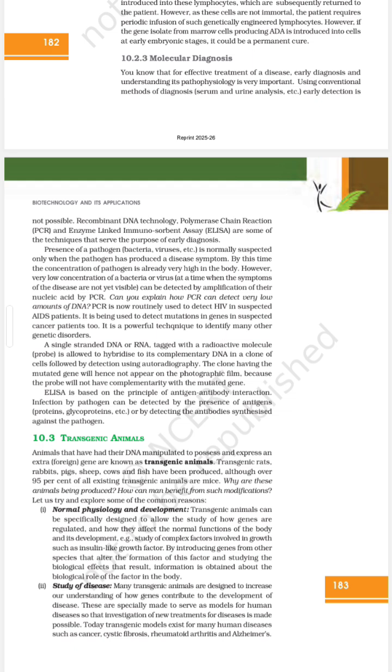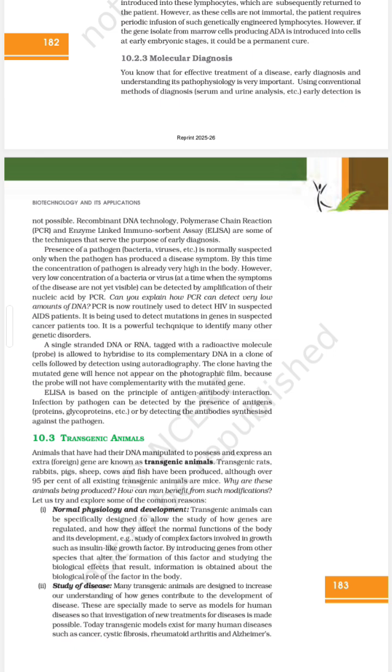Next is the hybridization technique. A single stranded DNA or RNA tagged with a radioactive molecule probe is allowed to hybridize to its complementary DNA in a clone of cells, followed by detection using autoradiography. The clone having the mutated gene will hence not appear on the photographic film because the probe will not have complementarity with the mutated gene.